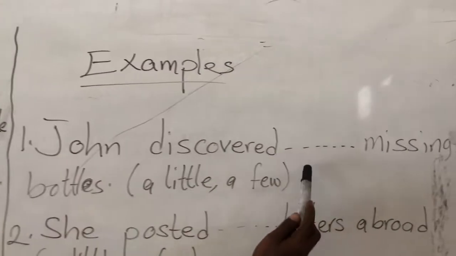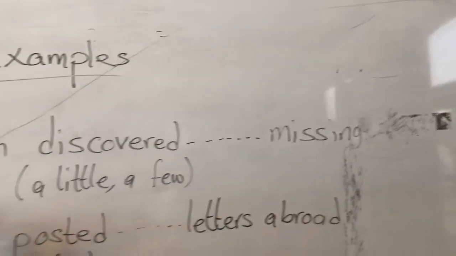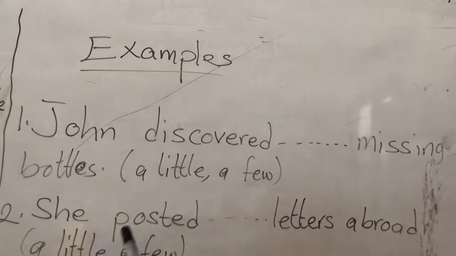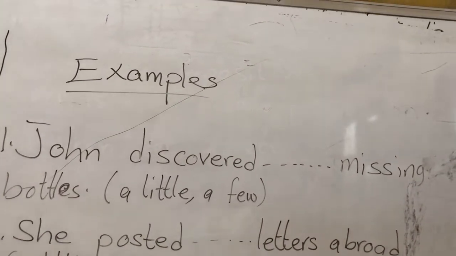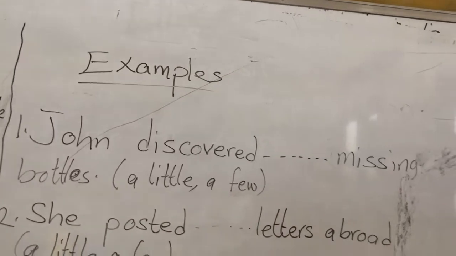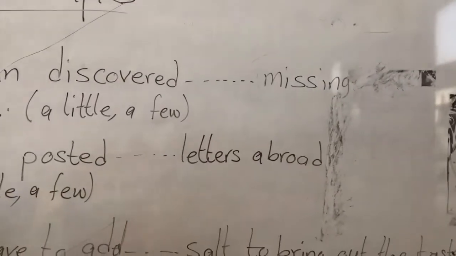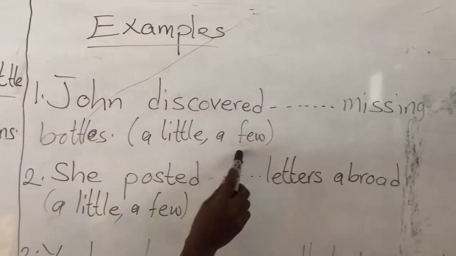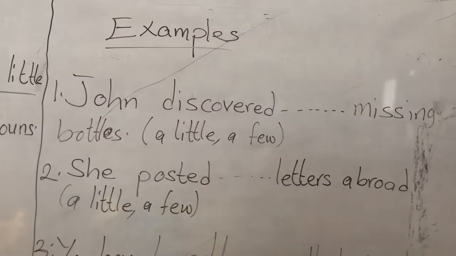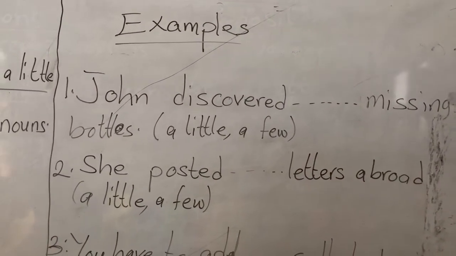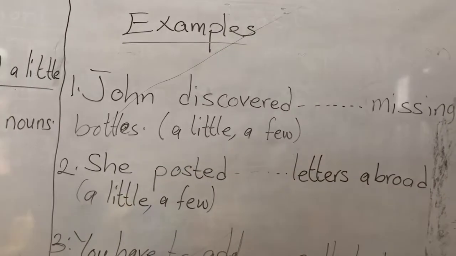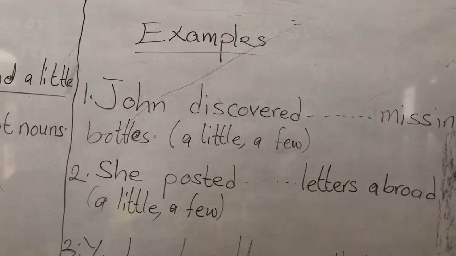John discovered missing bottles. Then we have a little and a few. In our previous lesson, we learned that a few is used for what? Countable nouns. And a little is also used for what? Non-countable nouns. Right? Very good.